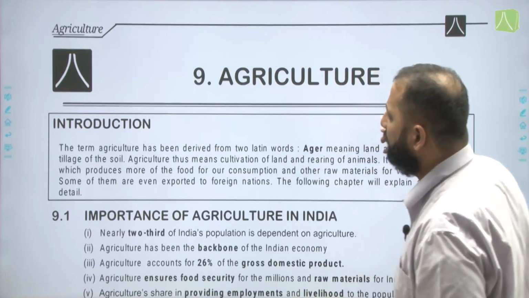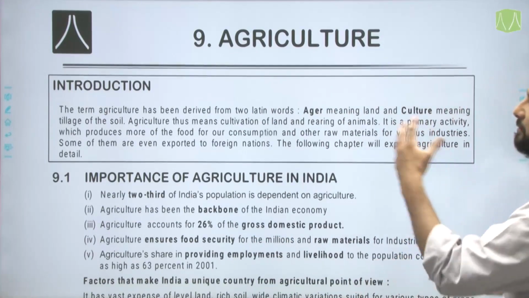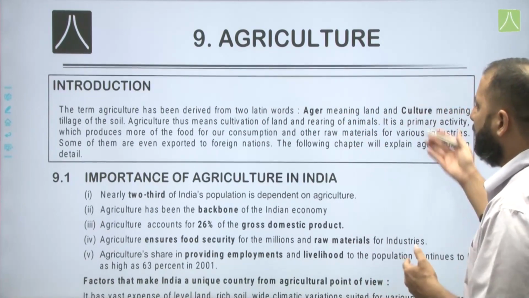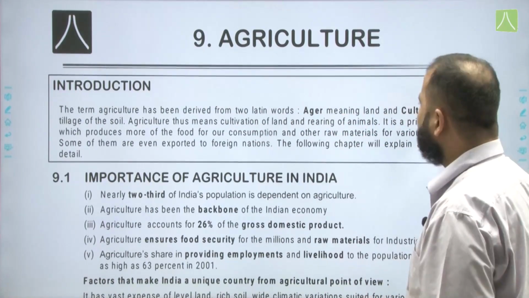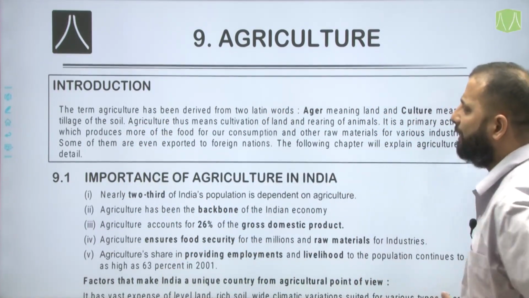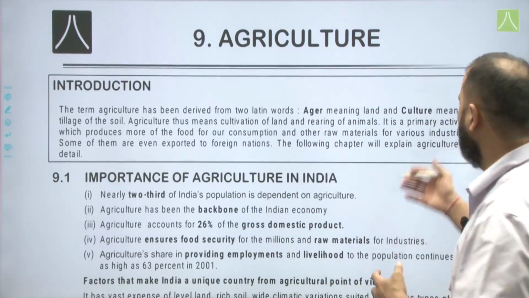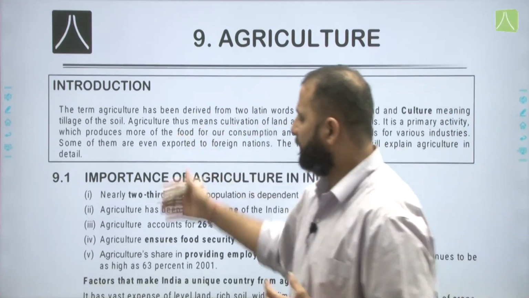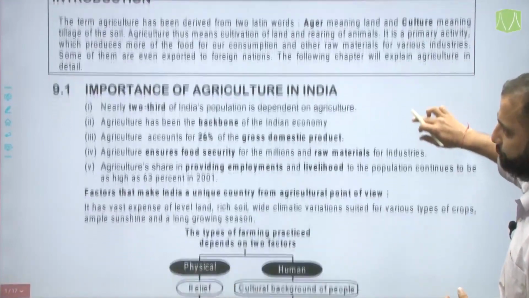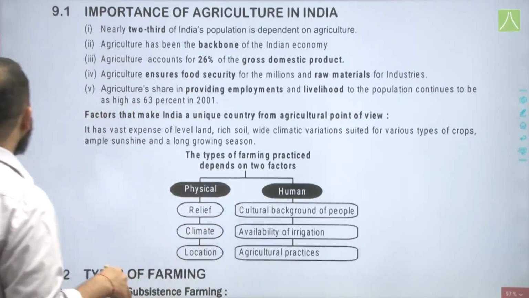As you can see, in the introduction, the term agriculture has been derived from two Latin words, ager meaning land and culture meaning the tillage or tilling of soil. Agriculture thus means cultivation of land and rearing of animals. It is a primary activity, again relating to the sectors of the Indian economy. One of the primary activities is agriculture, which produces food for our consumption and raw materials for various industries. Some of them are even exported to foreign countries, and the following chapter will explain agriculture in detail. This brings us to the first aspect of agriculture in India, that is the importance of agriculture.